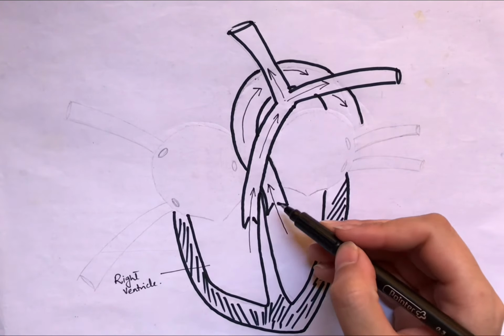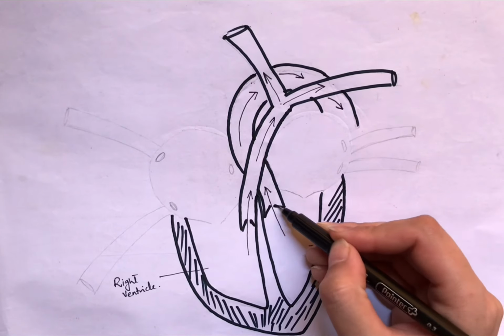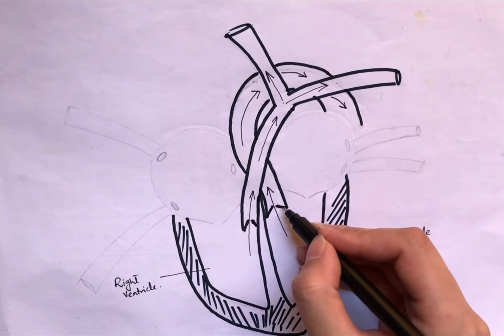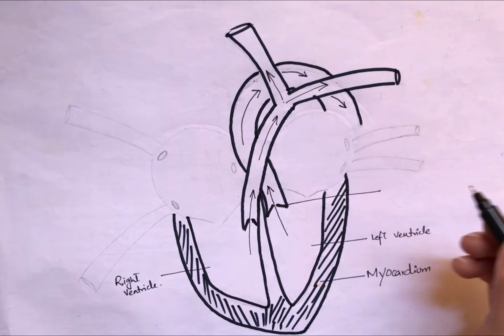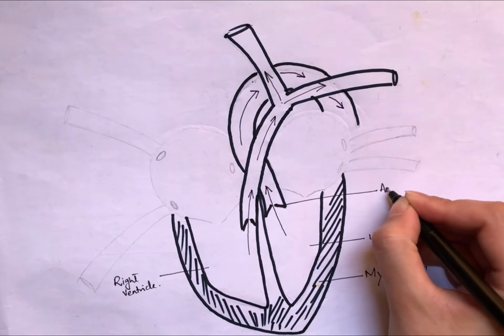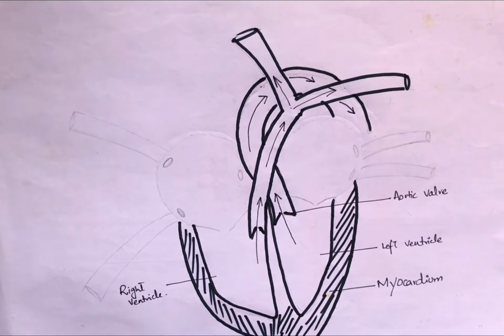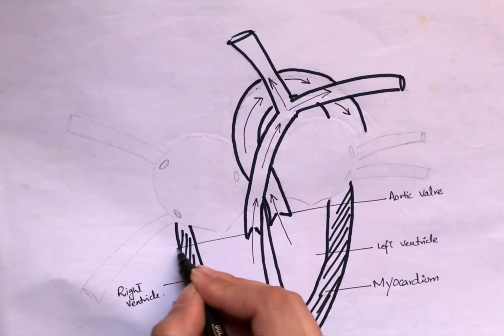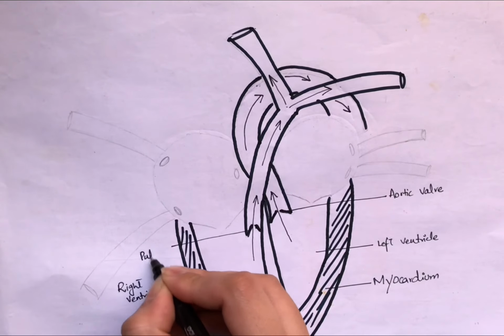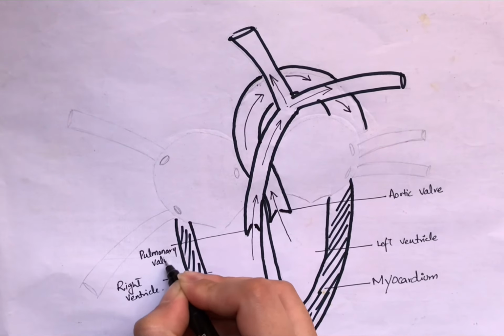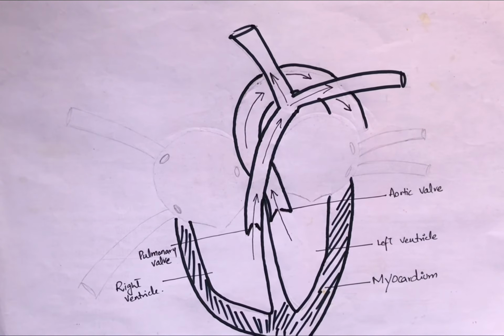After that, both vessels, where they start from the ventricle, have a valve in them. On the left side there is the aortic valve at the opening of the aorta, and on the right side there is the pulmonary valve where the pulmonary artery starts.